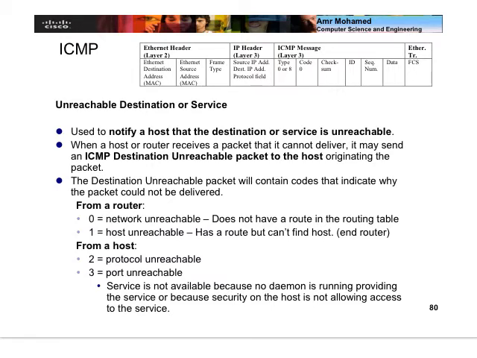This is used to notify the source host that the destination or the service is unreachable. When a host or a router receives a packet that it cannot deliver, it may send an ICMP destination unreachable packet to the host originating the packet. So the host that's originating this ICMP request will receive a reply from the router, not from the ultimate host, that this destination or the service is unreachable.